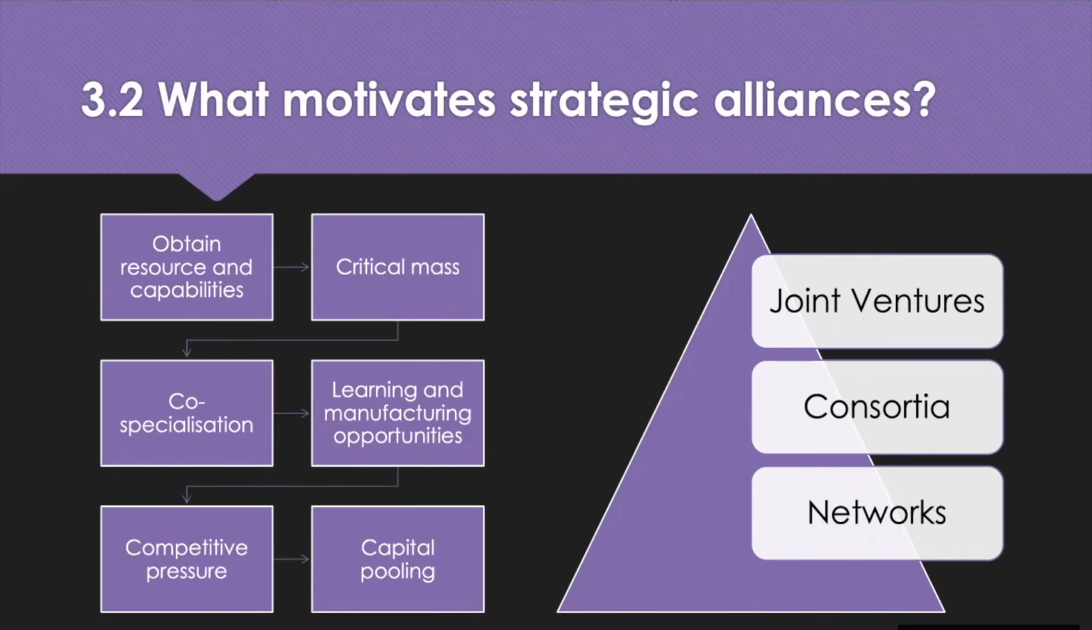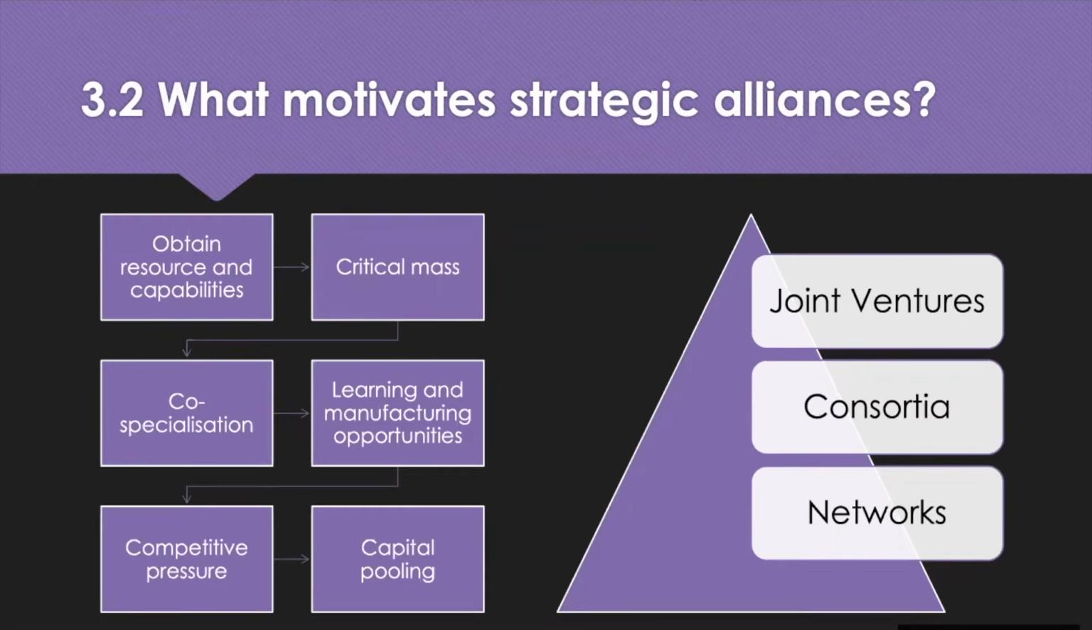Co-specialisation is a form of strategic alliance which involves limited collaboration or is collaboration for a specific goal. So each partner will concentrate on its own activities and operations, collaborating really only in name. And then learning and manufacturing opportunities. This can happen in industries with very specific technologies, which often are formed so that each organisation can benefit from the others.